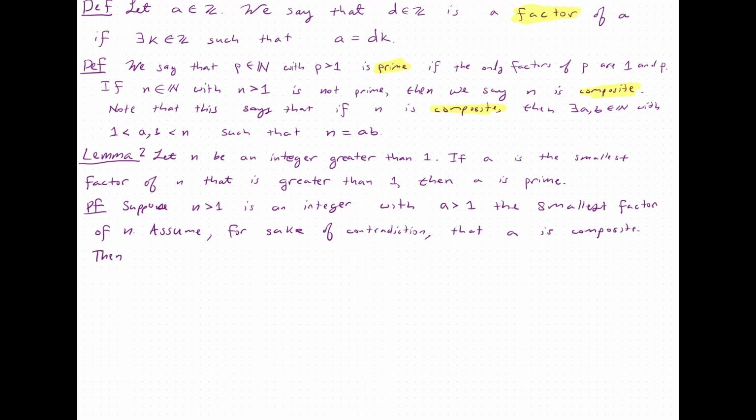Then there exist integers, let's call them k and l, such that a is equal to kl and 1 is less than k, l, which are all less than a. Now we're going to come back to the fact that a is a factor of n.